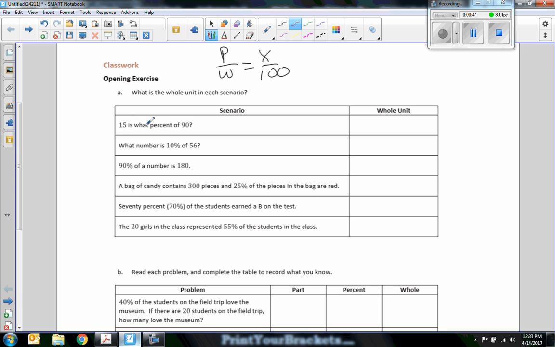So 15 is what percent of 90? So 15 would be a part, 90 would be a whole, and we don't know the percent. So the whole is 90.